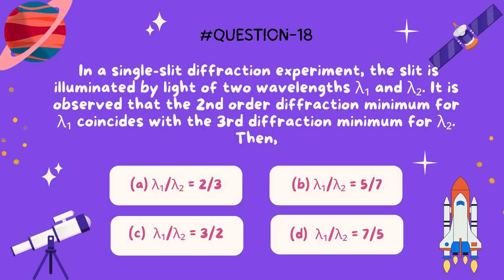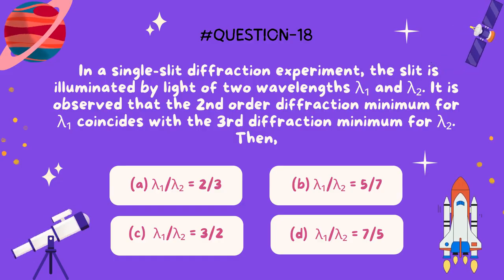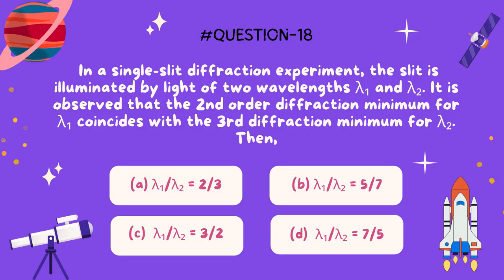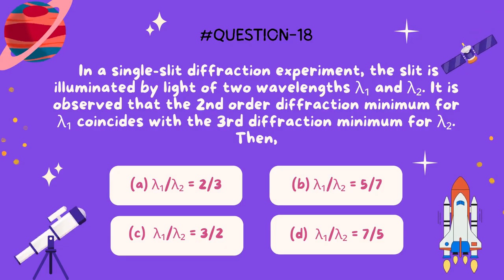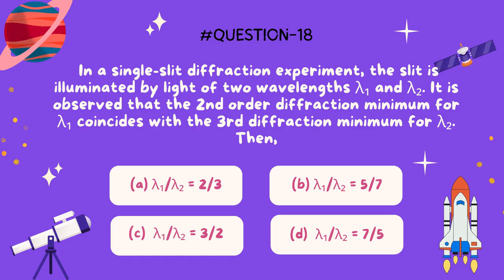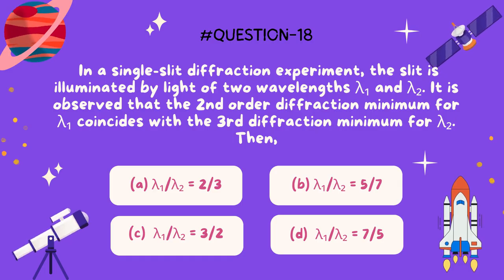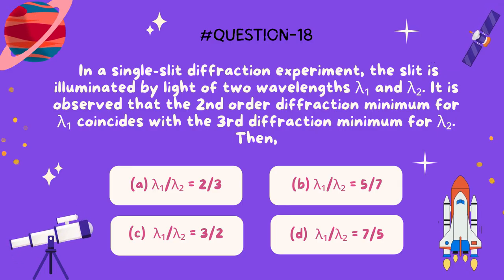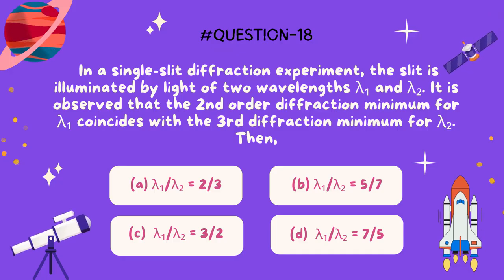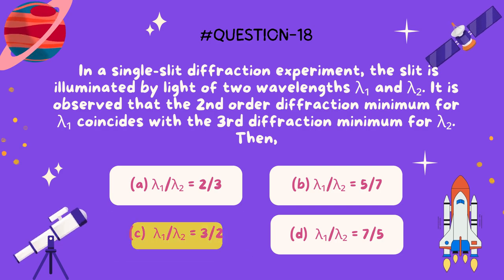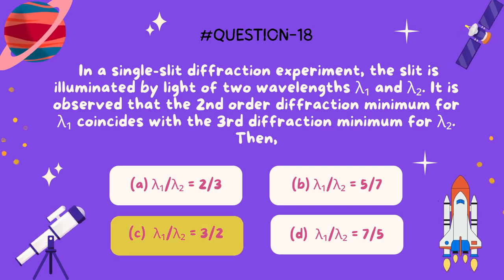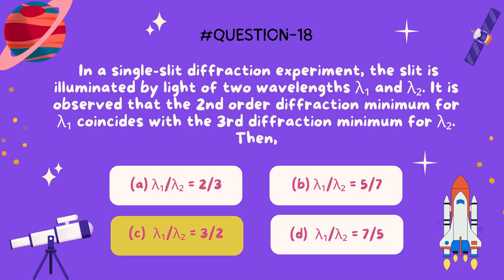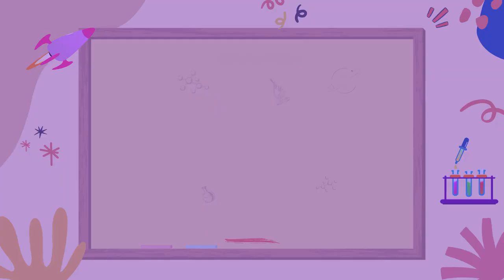B. lambda sub 1 divided by lambda sub 2 equals 5 divided by 7. C. lambda sub 1 divided by lambda sub 2 equals 3 divided by 2. D. lambda sub 1 divided by lambda sub 2 equals 7 divided by 5. Correct answer: C. lambda sub 1 divided by lambda sub 2 equals 3 divided by 2.